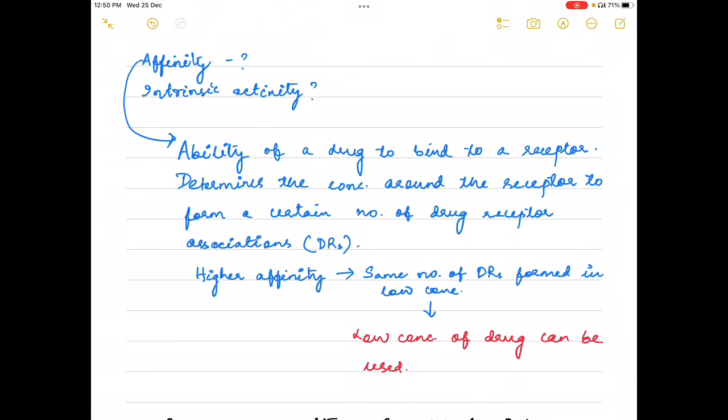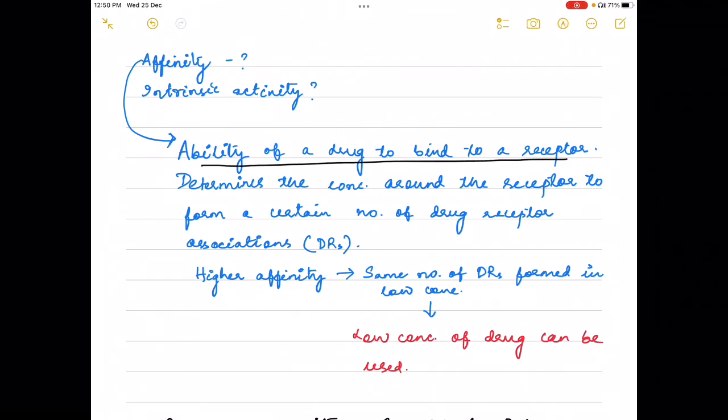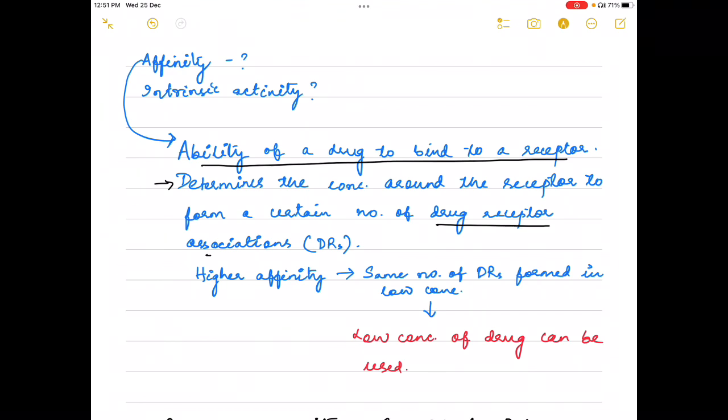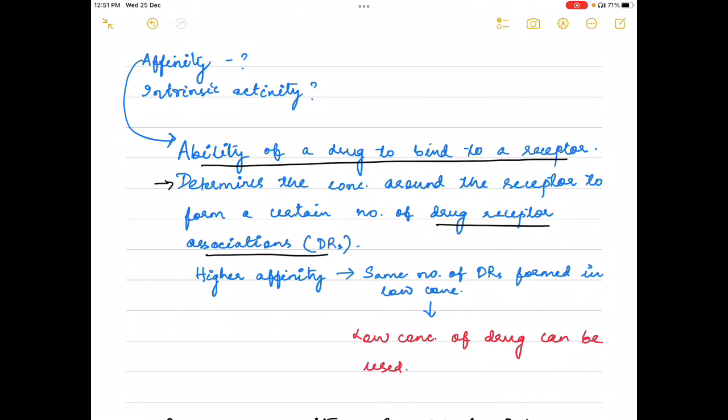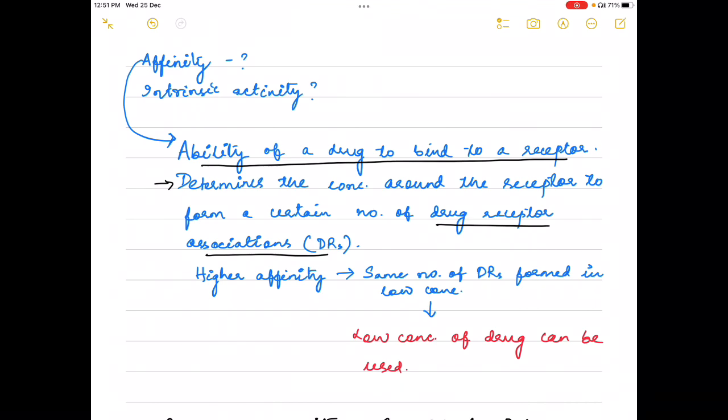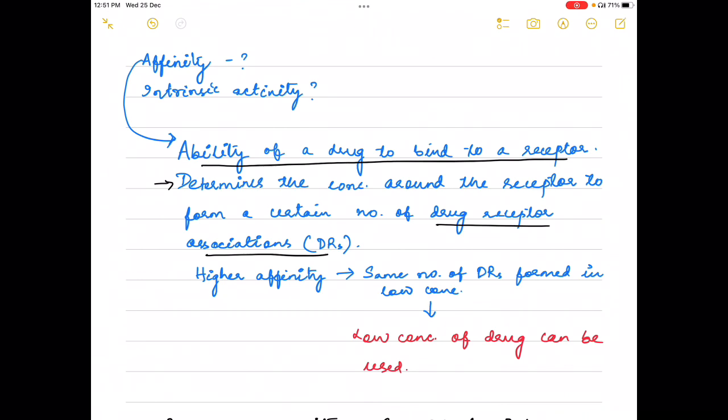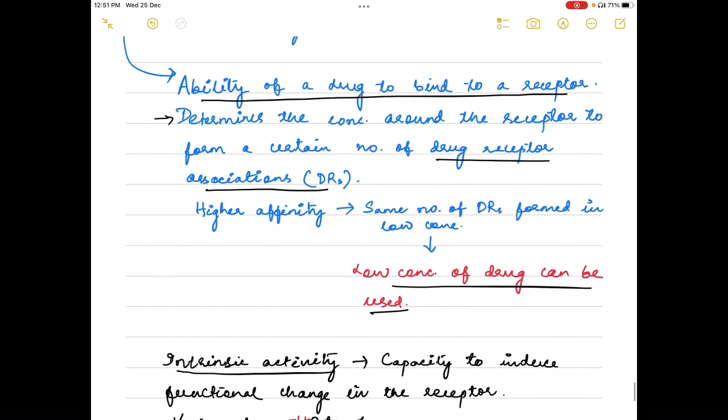Affinity is the ability of a drug to bind to a receptor. This affinity determines the concentration around the receptor needed to form a certain number of drug-receptor associations. If a drug has higher affinity, it will have the ability to bind to the receptors, and the same number of drug-receptor complexes will be formed at a very low concentration. So a low concentration of the drug can be used if it has a higher affinity.